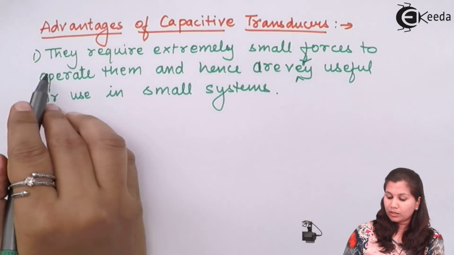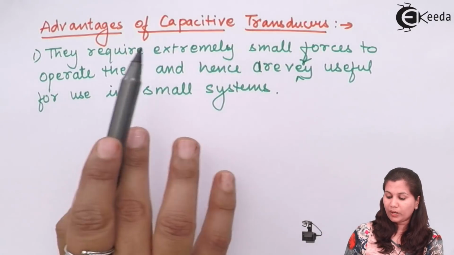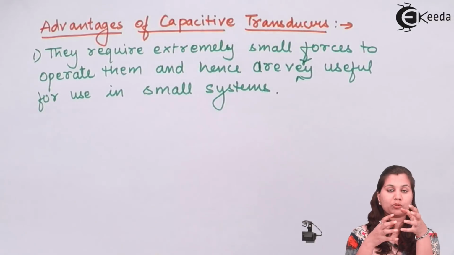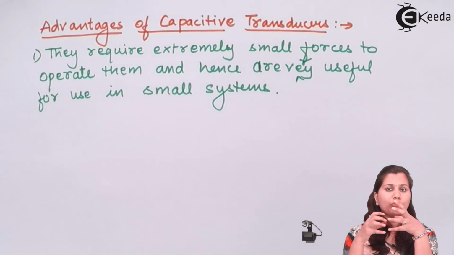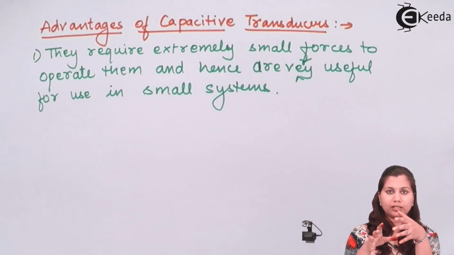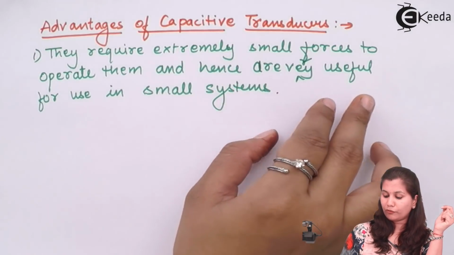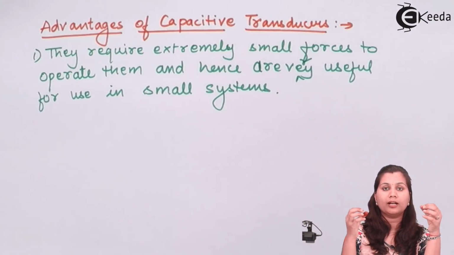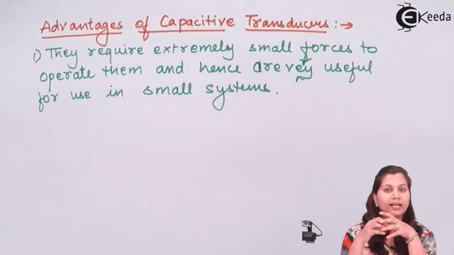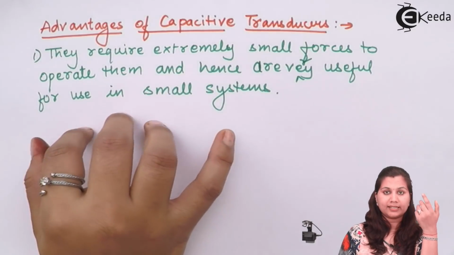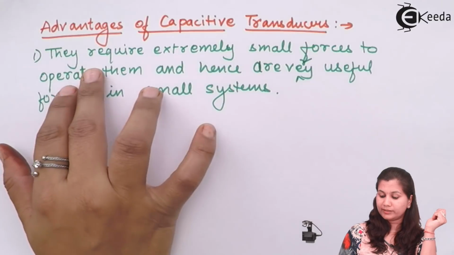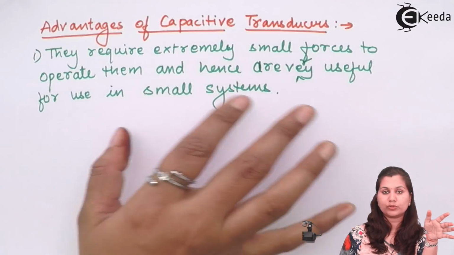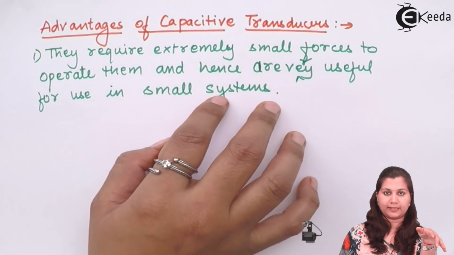Now the capacitive transducers require extremely small force to operate them. So the auxiliary source which is providing the power requires very small power for their operation or for the conversion. So they can be used in small systems which consume very little power. So it's an advantage of capacitive transducers that they require extremely small forces to operate them, and hence they are very useful in small systems.